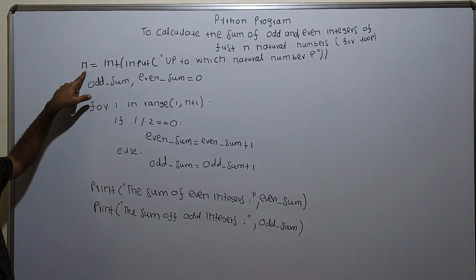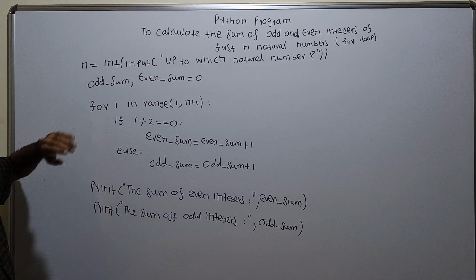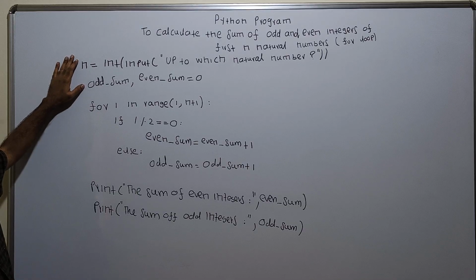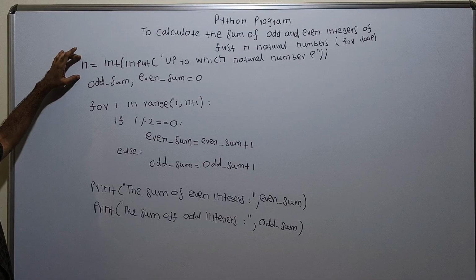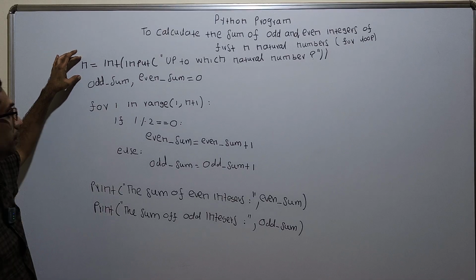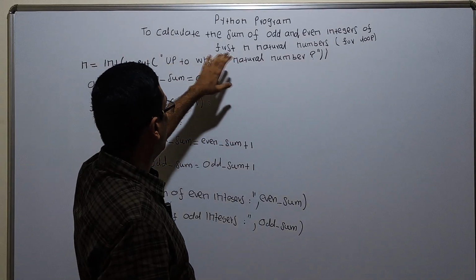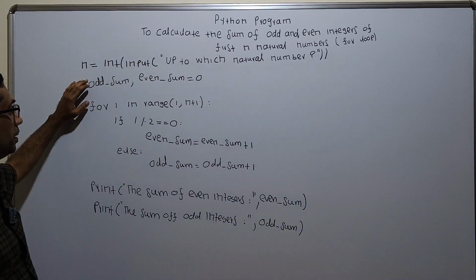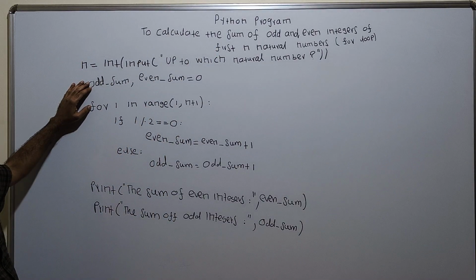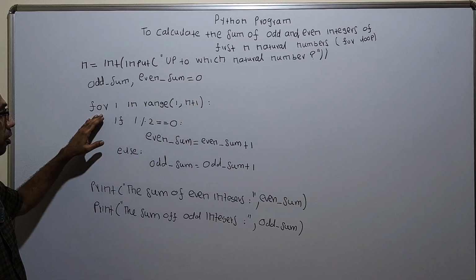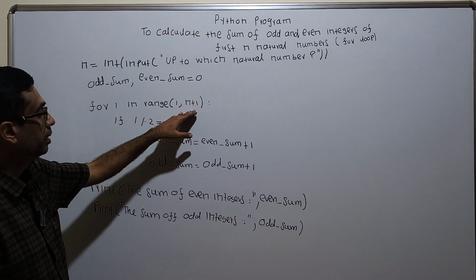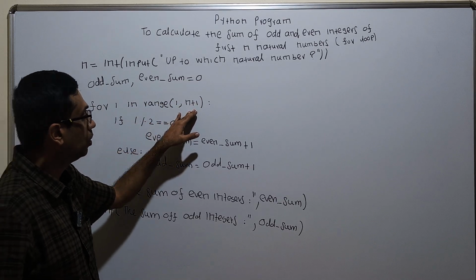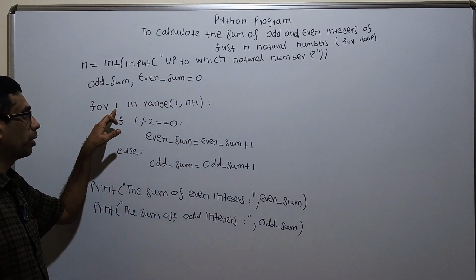So as a program recap, I am obtaining the value n, that is a range from the user. That means that is the range of the natural numbers up to which we have to calculate the odd sum and even sum. Next I am initializing the variables odd_sum, even_sum equal to 0. Here I am writing a for loop: for i in range(1, n+1). It generates a sequence 1 to n.